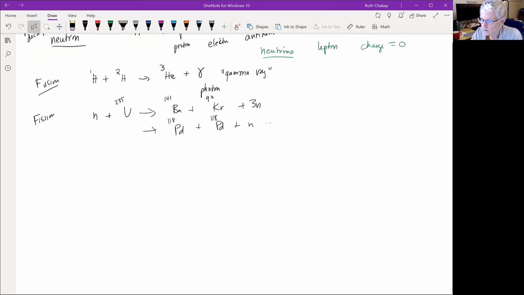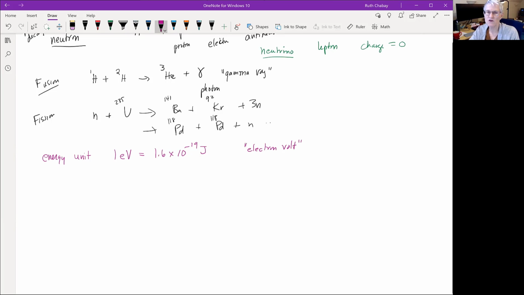We can measure energies released in joules, but for a single nucleus, it's a very small number of joules. So we typically use a new energy unit called an eV, which is 1.6 times 10 to the negative 19 joules. It stands for electron volt.